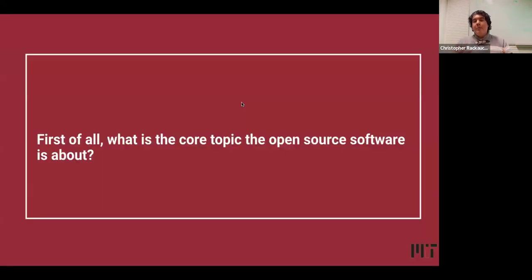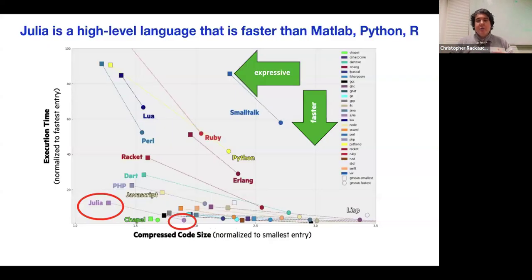So first of all, what is the core topic of the open source software that we're talking about, right? I want to set the stage. I don't want to go too much into the mathematics, but I want you to understand a bit the topic that we're discussing, right? The topic here is about performance in languages, right?